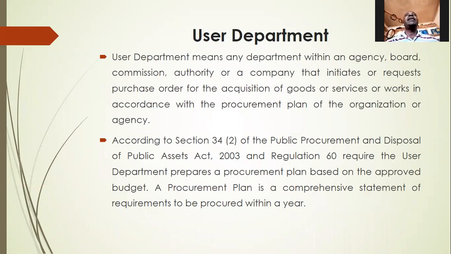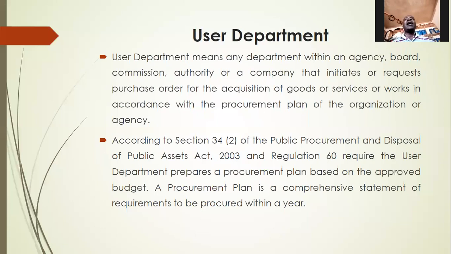User department means any department within an agency, board, commission, authority, or company that initiates or requests a purchase order for the acquisition of goods or services or works in accordance with the procurement plan of the organization or company. According to section 34 of the Public Procurement and Disposal of Public Assets Act of 2003, the user department prepares a procurement plan based on the approved budget.